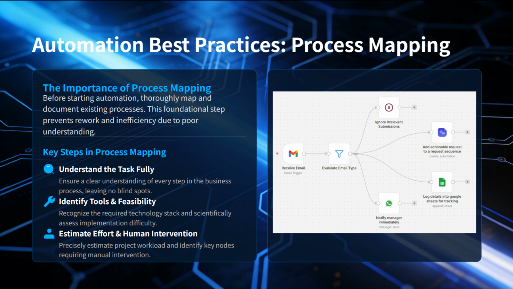Pick your tools and check if it's possible. List the tools you need, like N8N, Google Sheets, your email, and make sure your automation idea is easy to build. Plan the work and manual steps, estimate how much time it will take to build the workflow, and note any parts where a person still needs to help. Not everything has to be 100% automatic. Draw each step as a box, and connect the boxes to show how the work moves. This simple map is your blueprint for a great workflow.